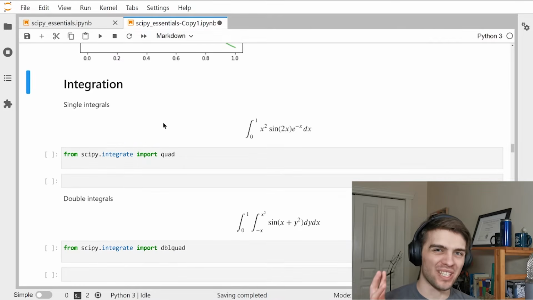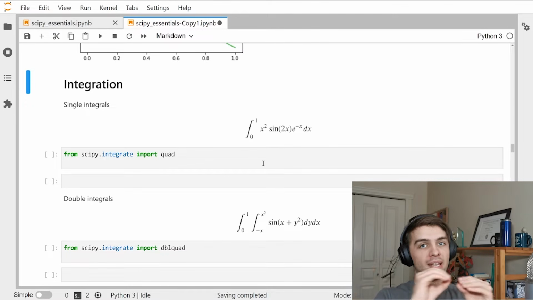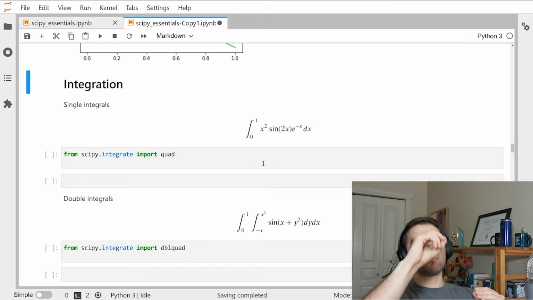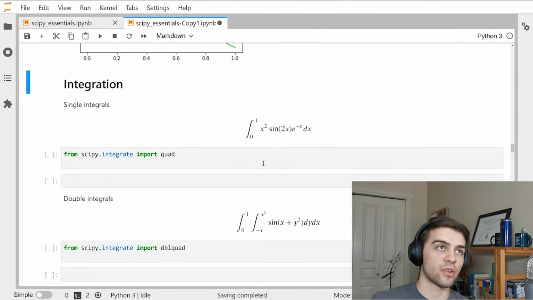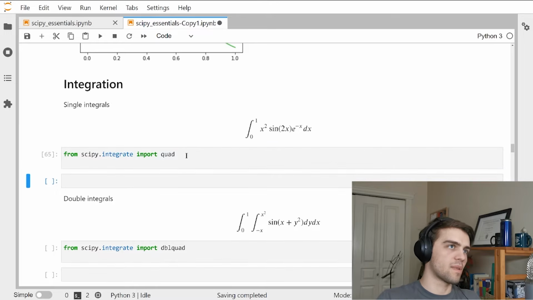SciPy is really useful for things like integration. And it's slightly different than NumPy, right? In NumPy, you have an array of values, you sum them all up, you use a Riemann sum sort of method, and then you get your value for your integral. Now, SciPy is nice because it does all that behind the scenes, and I'll show you what I mean. So the main SciPy integrate function here is quad. So this is my function quad.